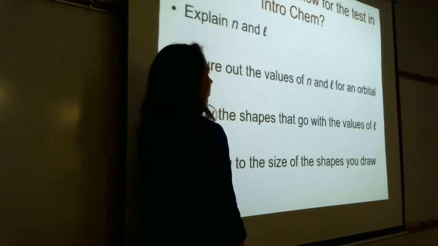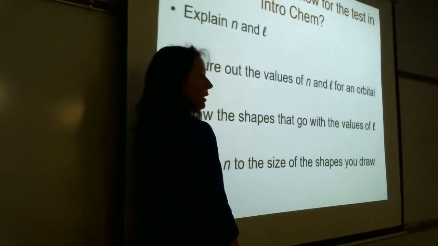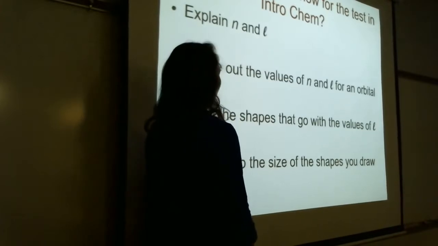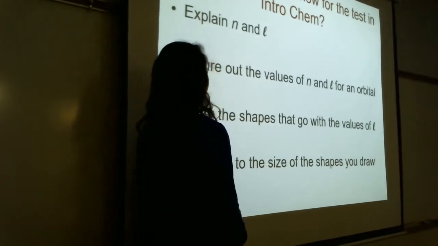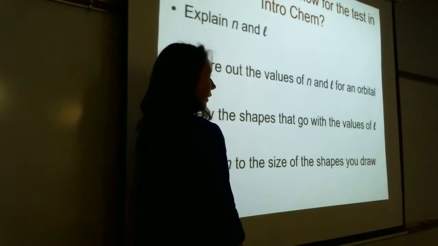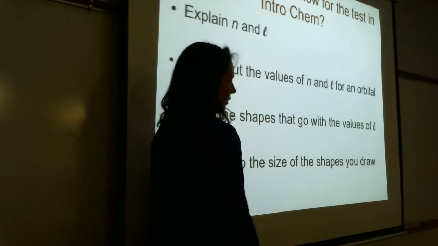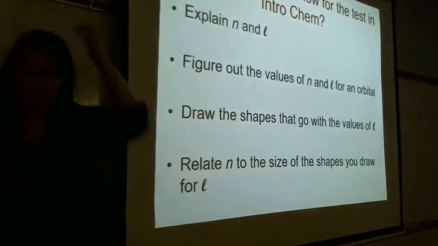Also, if I give you the name of an orbital, you tell me the value of N, and you tell me the value of L. Or vice versa. If I give you a value of L, and I give you a value of N, and I say draw it, right? You need to be able to do that too.